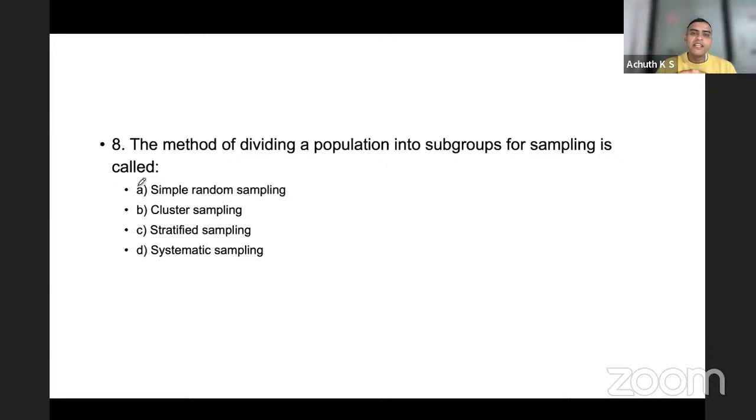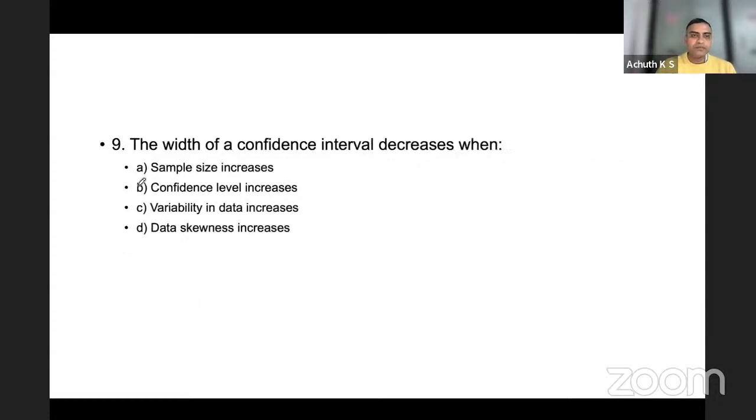The method of dividing a population into subgroups for sampling is called stratified sampling. You divide them into strata and you get the sample out of them. The width of the confidence interval decreases when sample size increases, confidence level increases, variability increases, or data skewness increases. It is when sample size increases.